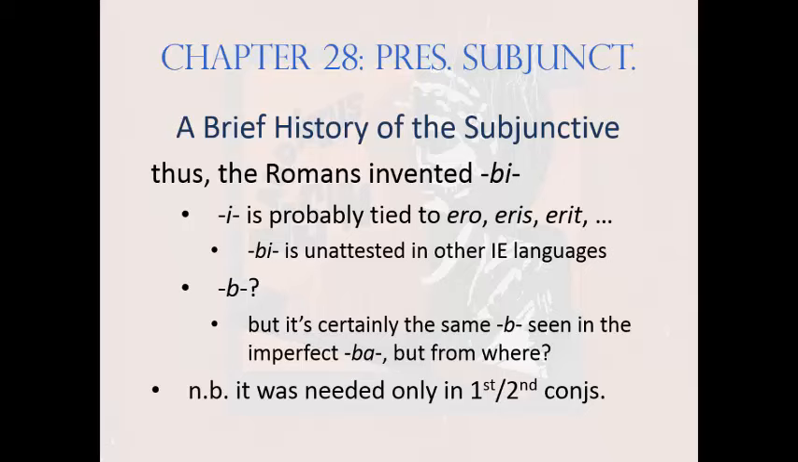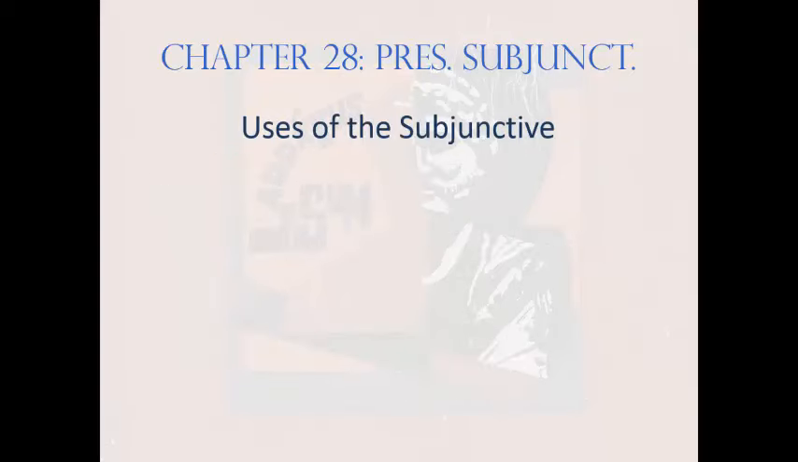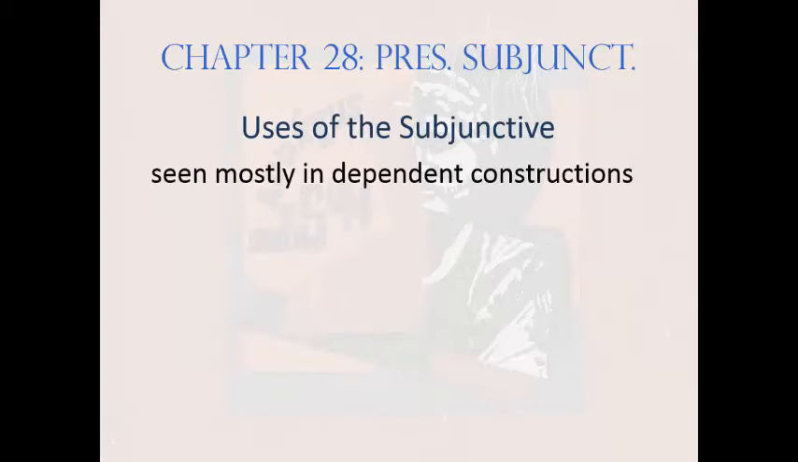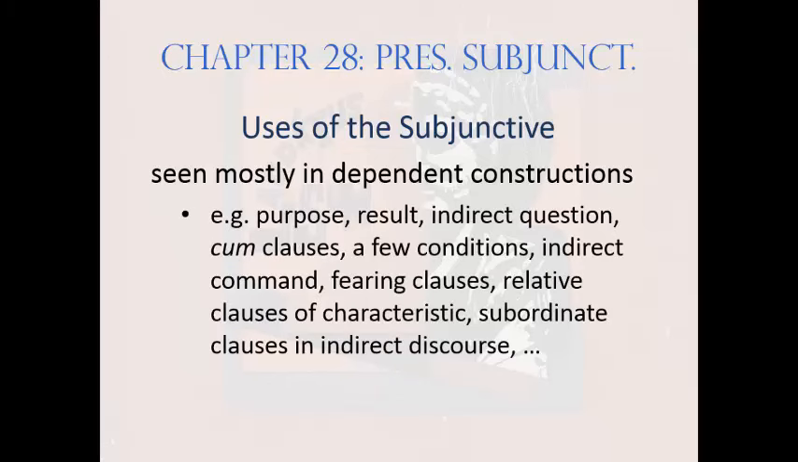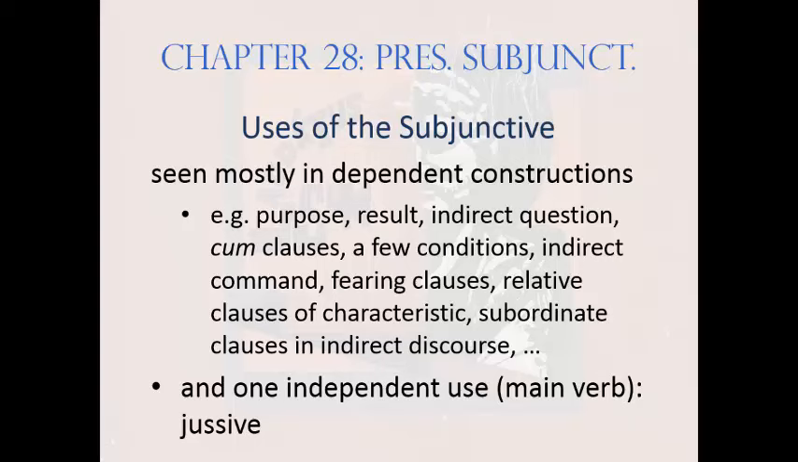Back to the subjunctive and its uses, which are mostly inside dependent clauses, like purpose, result, indirect question, cum clauses, a few conditions, indirect command, fearing clauses, relative clauses of characteristic, subordinate clauses in indirect discourse, and the Jussive, one of its few independent incarnations. That was a scary glimpse into the future, wasn't it? Sorry, won't do that again.